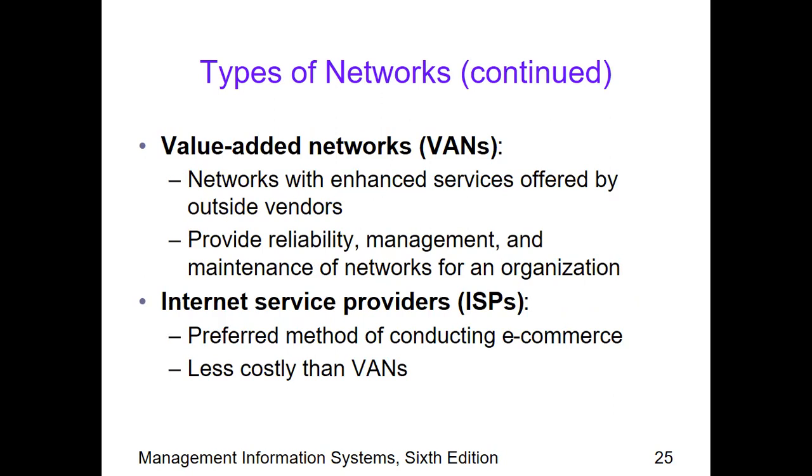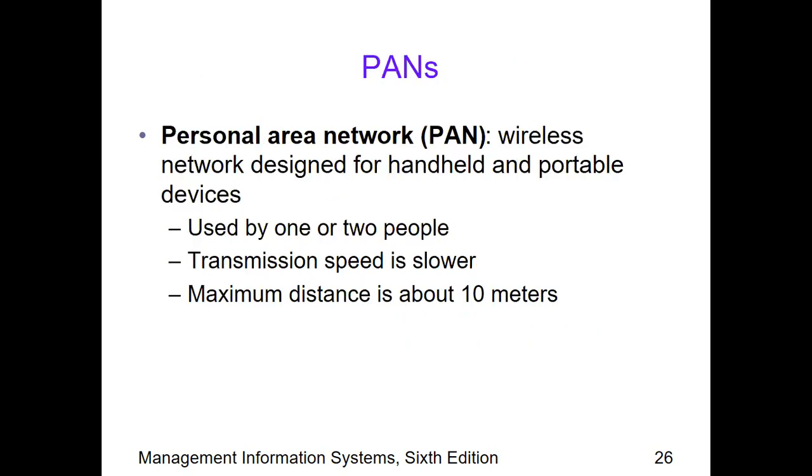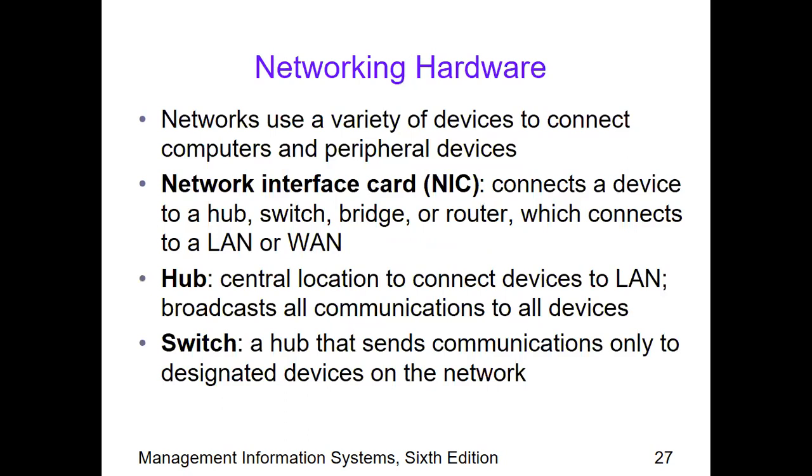ISPs, or internet service providers, would be the preferred method of conducting e-commerce, and this is less costly than a VAN. So there are networks offering that. A personal area network is a wireless network designed for handheld and portable devices. It can be used by one or two people, but the transmission speed or bandwidth is lower, and the maximum distance is about 10 meters, just like our pocket Wi-Fi's.